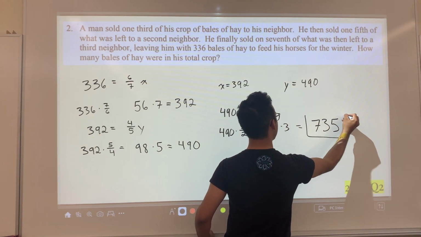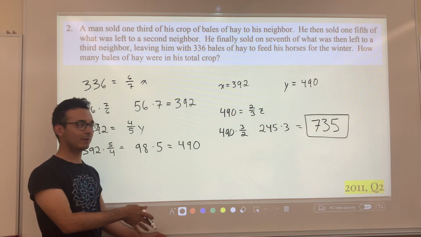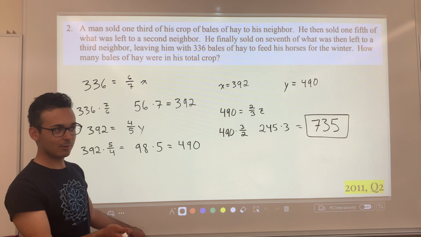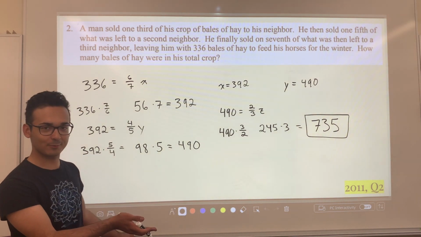735. So our answer to this problem is 735. And no, you do not need units, but if you wanted to entertain yourself and you had, I don't know, 30 seconds to spare in the competition, you could write 735 bales of hay if you wanted to.